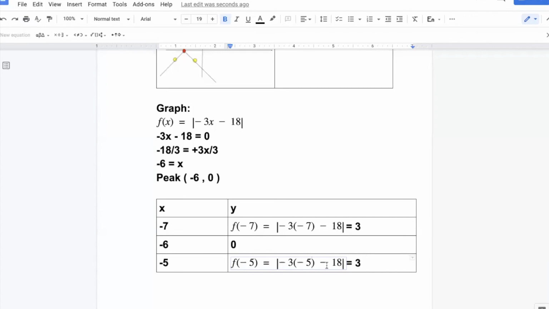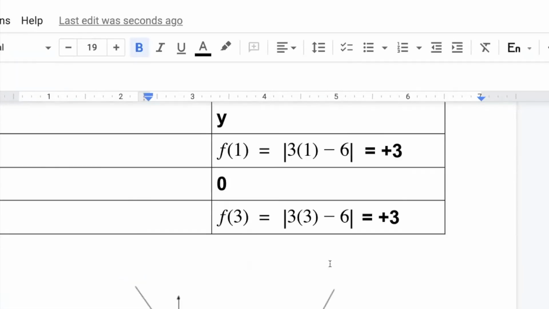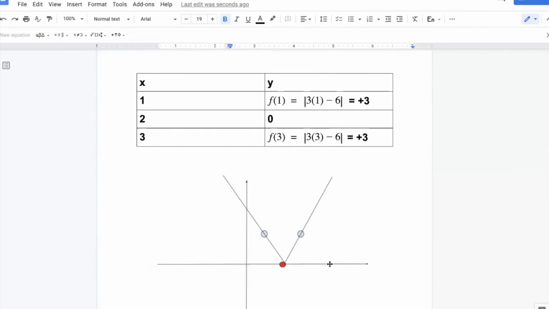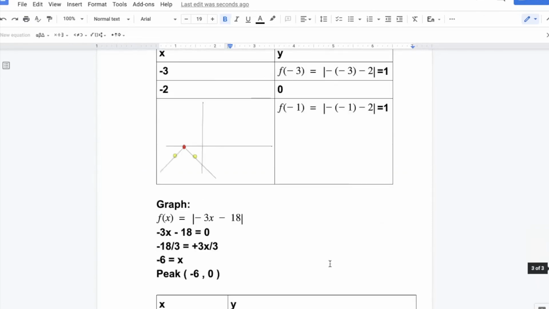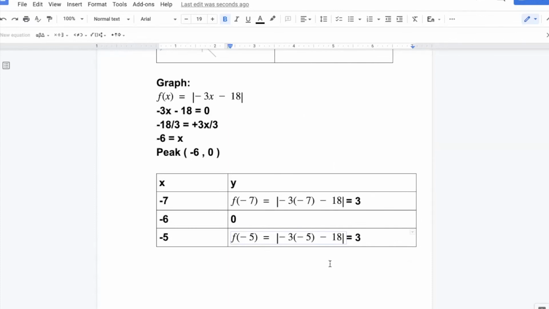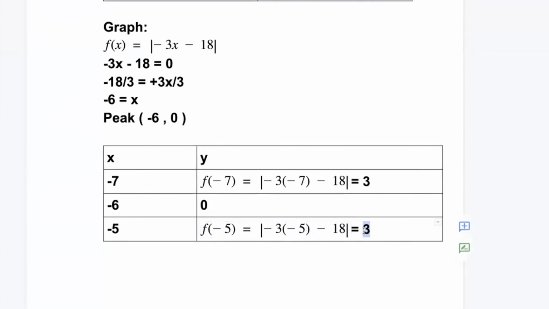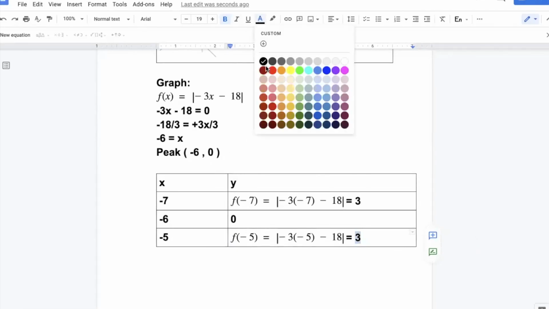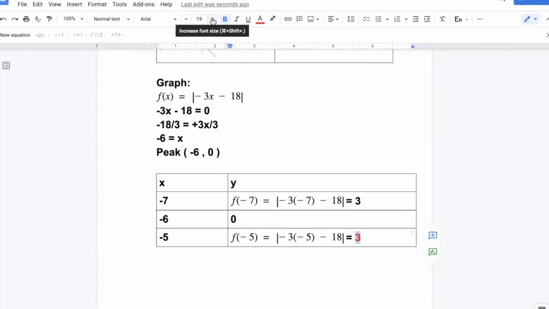Who noticed something? All the absolute values are 3. Actually, not always 3, it might be 4, 5, 6. But who noticed something? The one in the middle is 0. It always comes in a V, because the one in the middle is always 0.